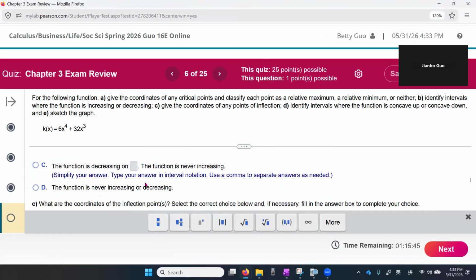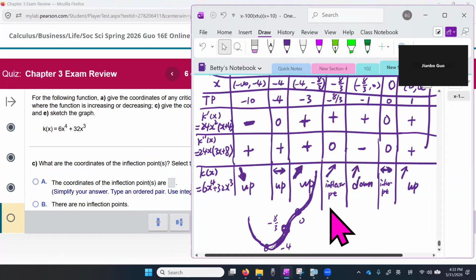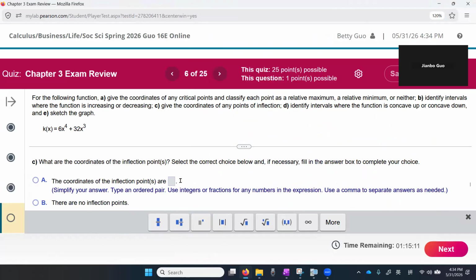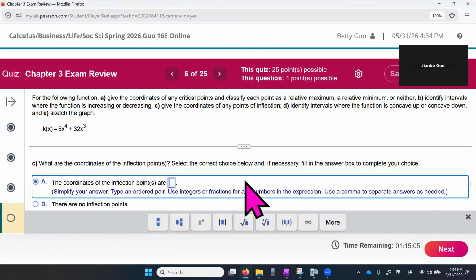That's part B. Part C, what are the coordinates of the inflection points? We have two inflection points. It's very obvious in the chart, up to down and then down to up. The two inflection points are at x equals negative a over 3 and 0. We need the ordered pairs. Okay, that's a lot of calculation.